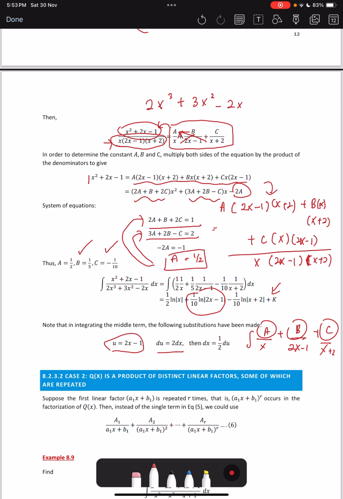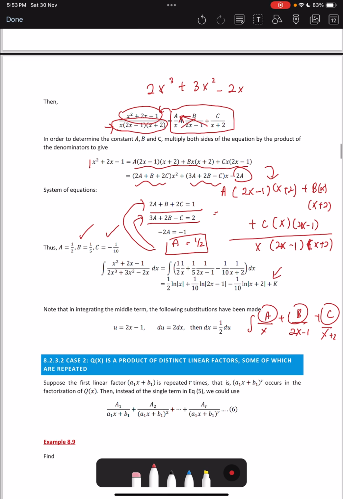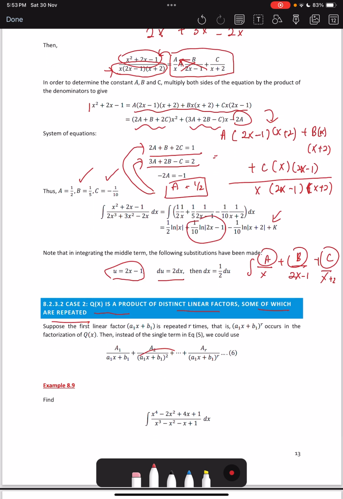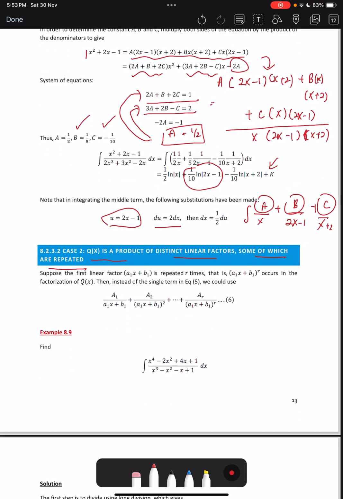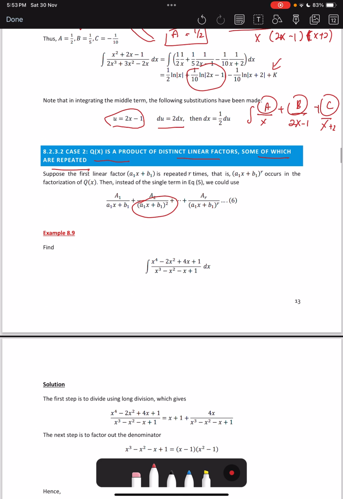Now, the second case: the denominator, which is the bottom part of the fraction, is a product of linear factors, some of which are repeated. Meaning that the factor is repeated like this, with another power of 2, power of 3, power of 4, like that. Okay, let's look at this example. Find the integral of x to the power of 4 minus 2x to the power of 2 plus 4x plus 1, divided by x to the power of 3 minus x to the power of 2 minus x plus 1, dx.